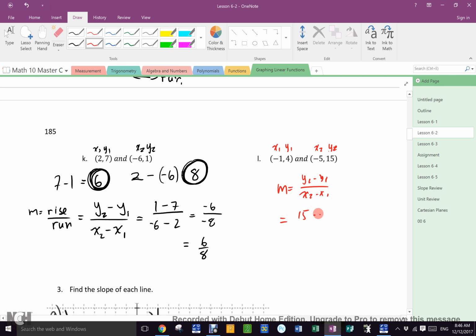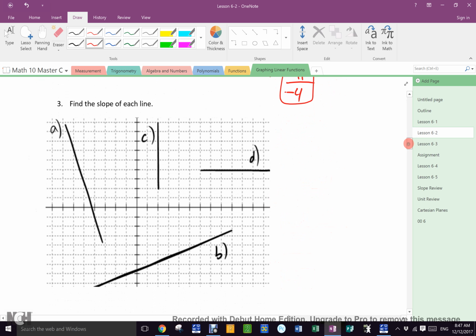y2 is 15 minus, what's y1? 4 over x2 is negative 5 minus, what's x1? Negative 1. What's 15 take away 4? 11. What's negative 5 minus minus 1? Negative 4. So what's my slope? Negative 11 fourths. Can everybody do this on a graph now? Yes. Can everybody do this without a graph now? Excellent. So let's put this into practice.